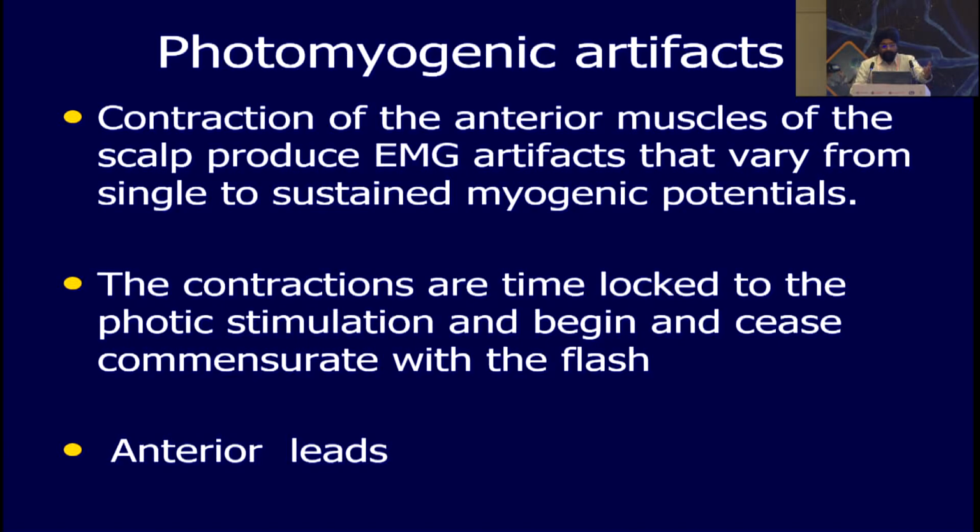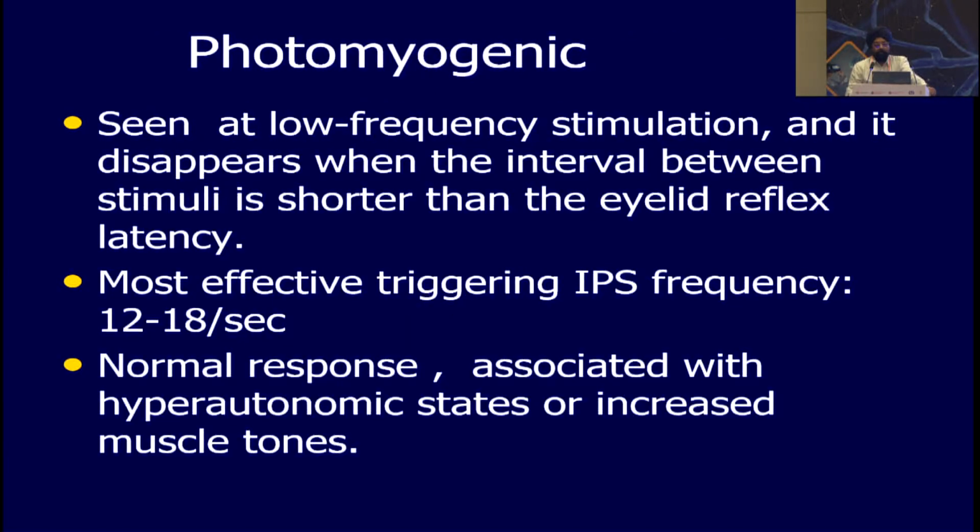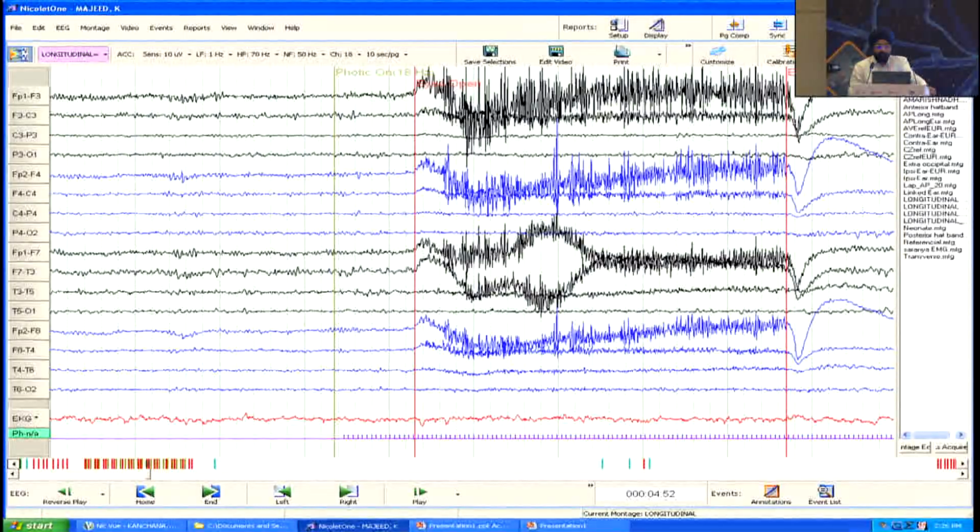Photomyogenic artifact, which sir has already covered. Contraction of the anterior muscles of the scalp produces EMG artifact that varies from single to sustained myogenic potentials. Contractions are usually time locked to the photic stimulation, beginning and ceasing commensurate with the flash. So it's only seen on the anterior frontal leads. Usually seen at a frequency of 12 to 18 hertz, and it disappears when the interval between the stimuli is shorter than the eyelid reflex latency. It's a normal response, sometimes associated with hyperautonomic states or with increased muscle tone.